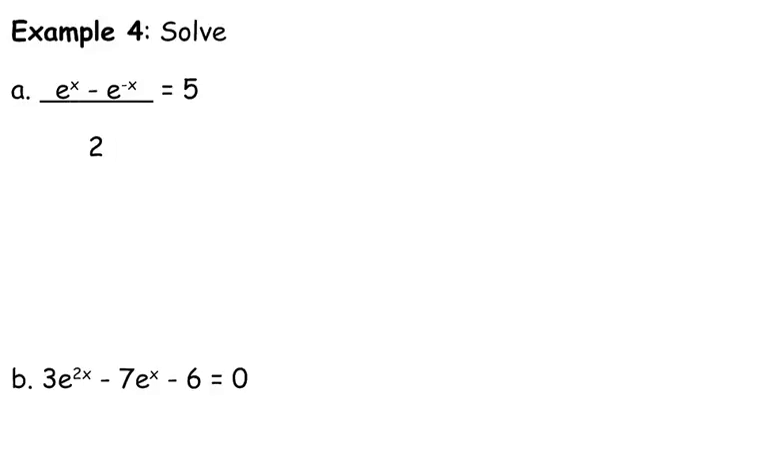This problem is, well, we should always try to combine stuff as much as possible. We can't combine these because we have e to the positive x and we have e to the negative x. There's nothing we can do there because their exponents are different. What do y'all think we could do to this equation? What is one thing that we can't do right now? We're trying to solve for x.